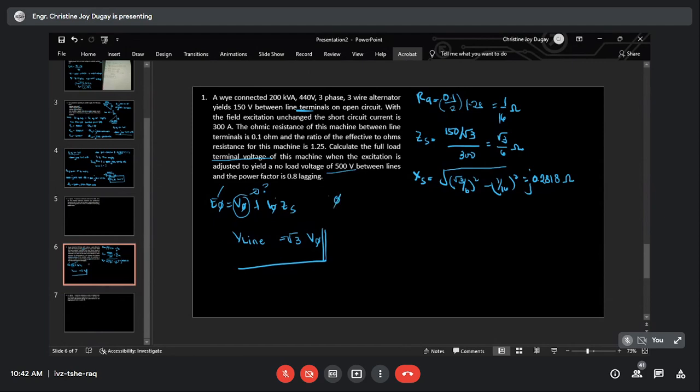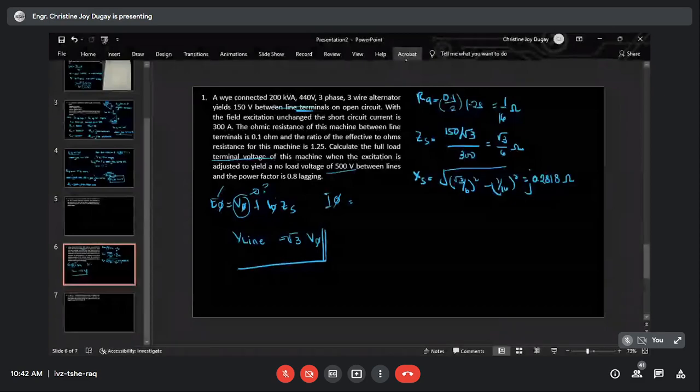How about the phase current? From Y connected, 440, the value of our current is 200 kVA divided by square root of 3 times 440, angle of negative cosine inverse of 0.8. Is it always negative? Negative cosine inverse of 0.8. So how much is our I-phase now?